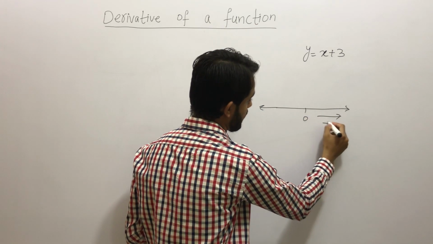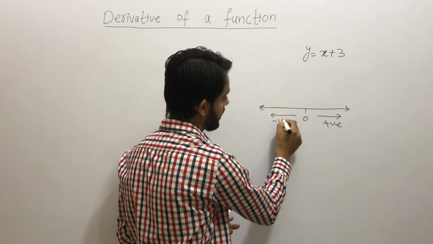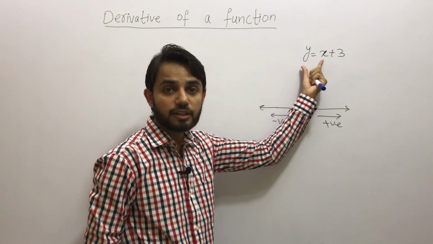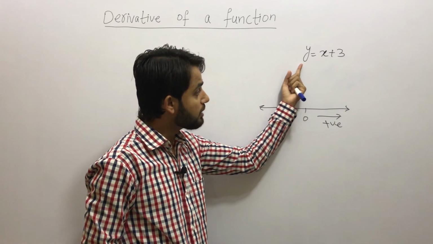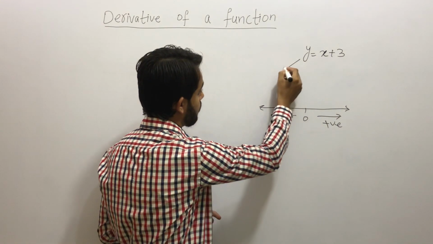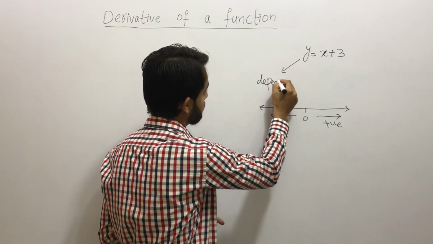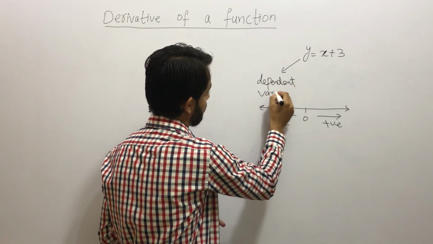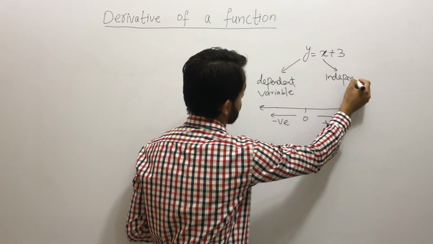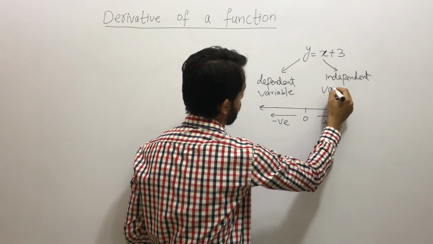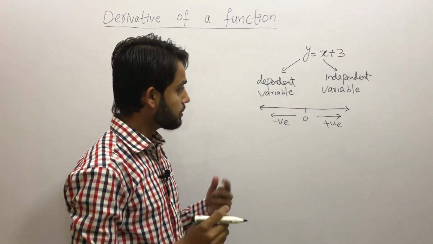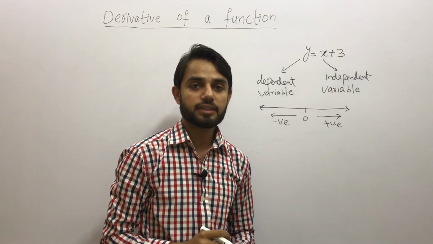on the right hand side we have positive numbers, and here we have negative numbers. So from this real line we can take any value of x that we like. All the values of y depend upon the values of x. So it means that y over here is the dependent variable and x over here is the independent variable, because for x we can take whatever value we like. Alright, so that was a quick concept of dependent and independent variable.